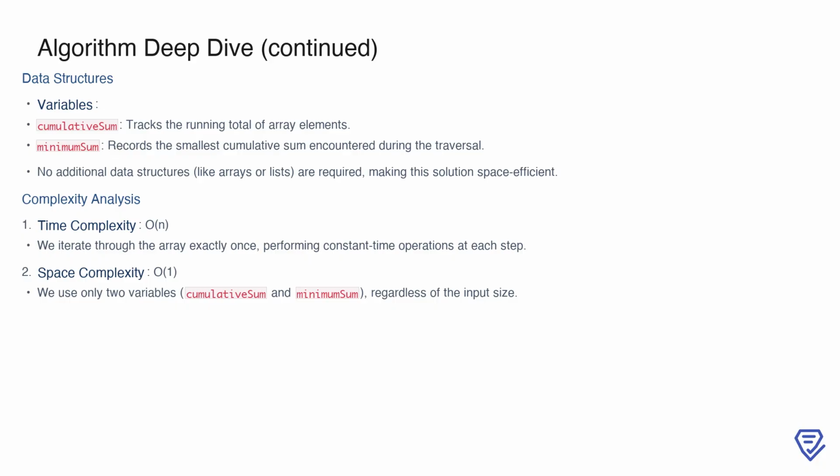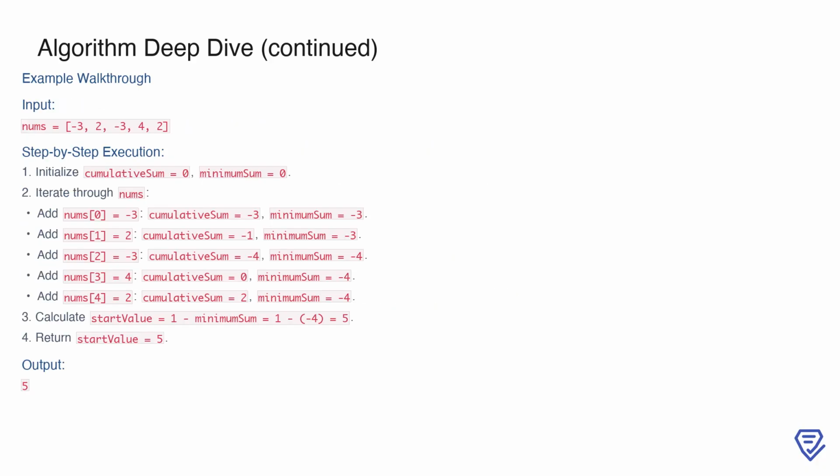For the time complexity, since we traverse the array exactly once and perform only constant time operations at each step, the overall time complexity is O(n). This efficiency makes the algorithm suitable for handling large inputs. Let's walk through an example to see the algorithm in action.